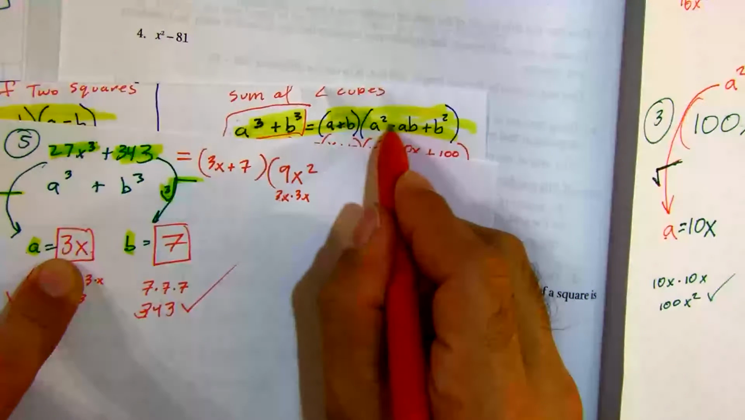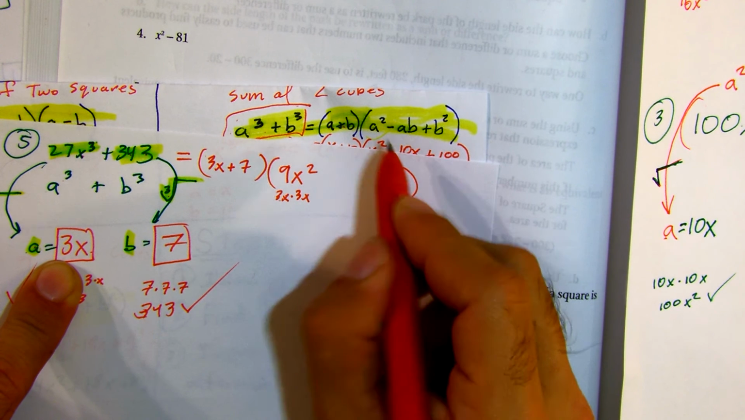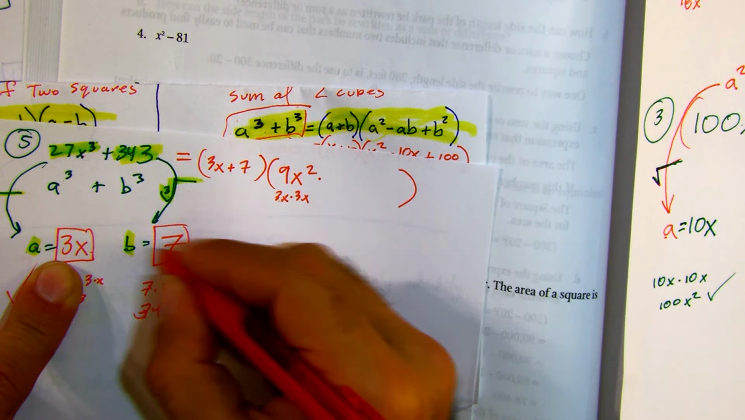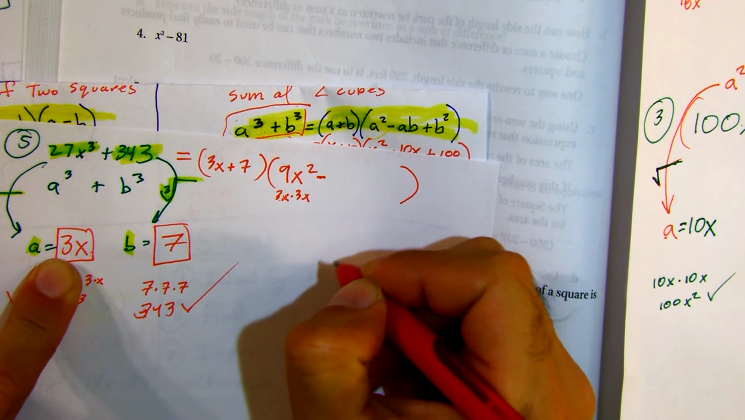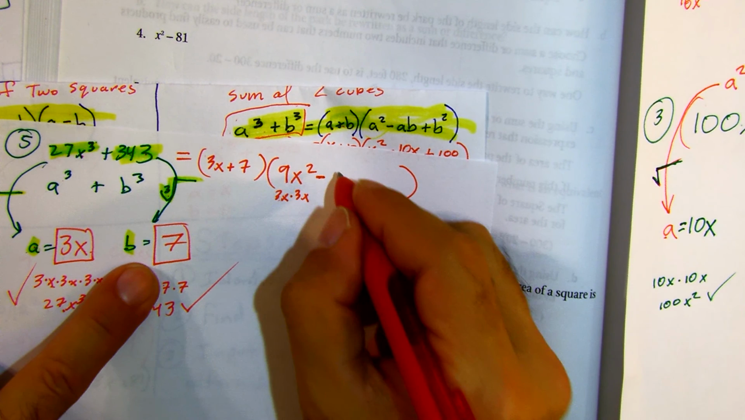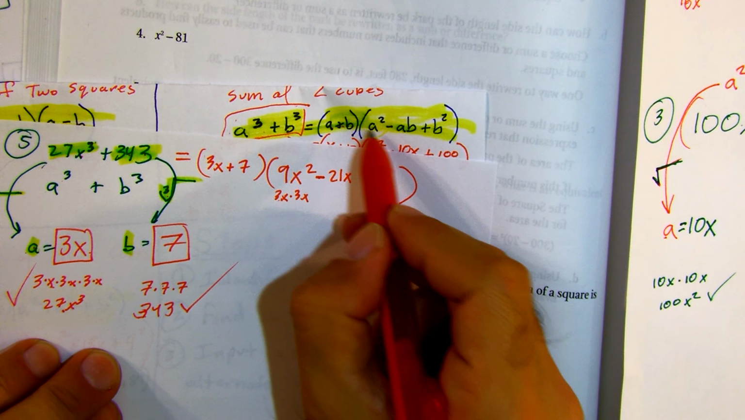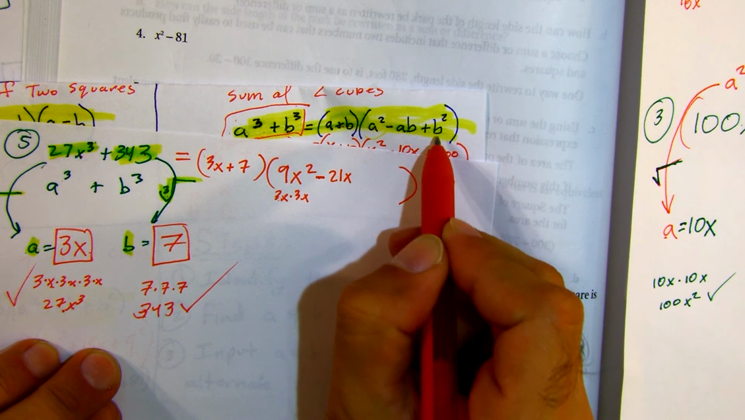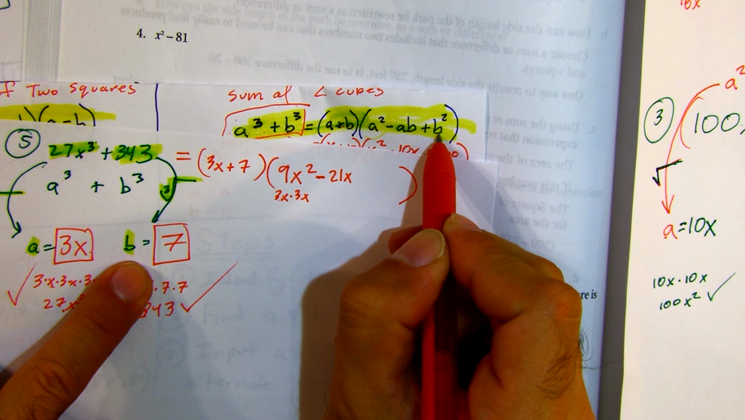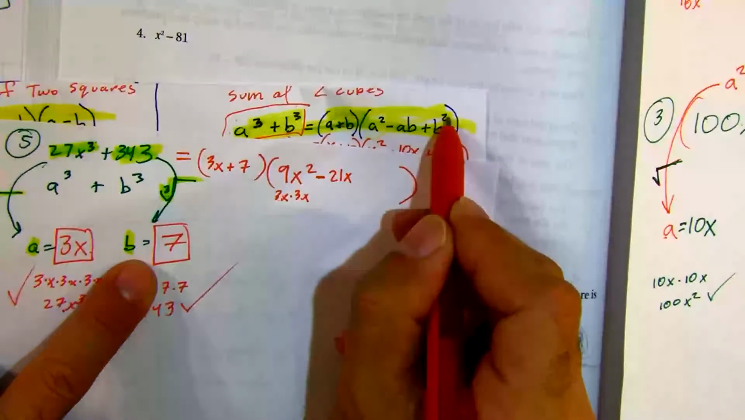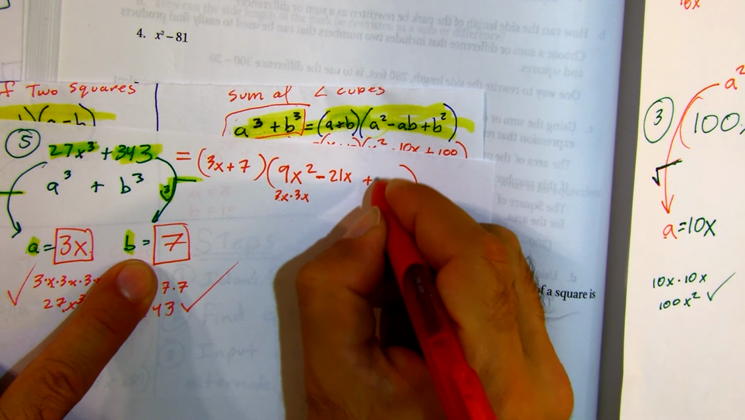Minus A times B. They're both positive, so we're just going to put minus 3x times 7, 21x. I've done this, that, and that. Now I got to do the last step. Lastly, we take B and we square it. 7 squared, 49.